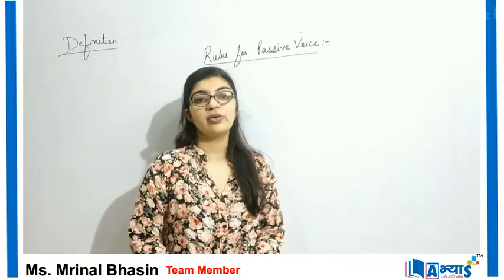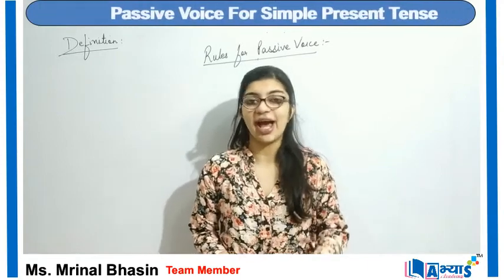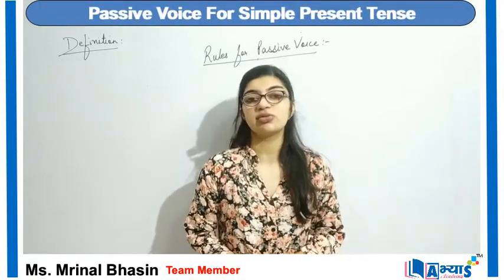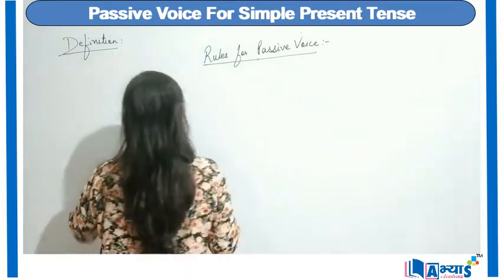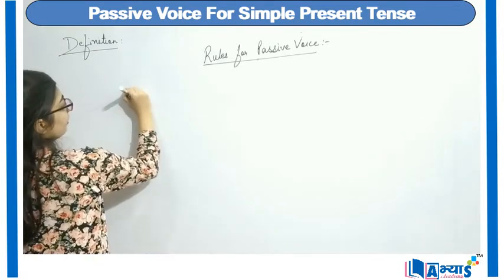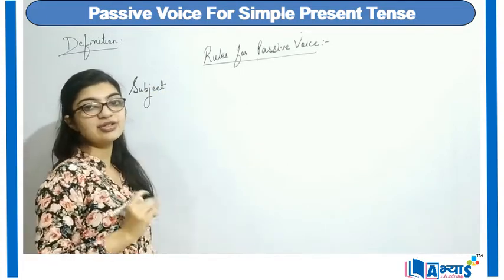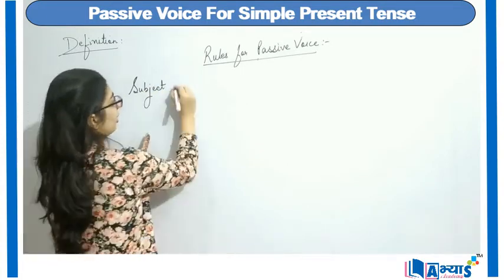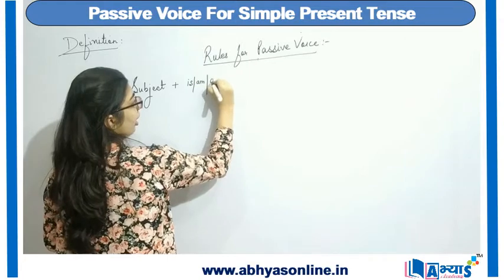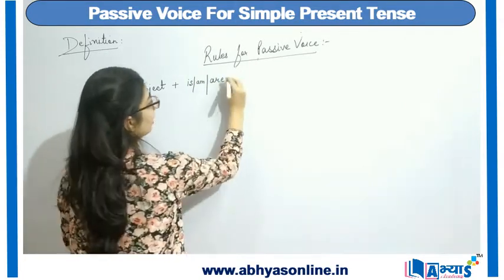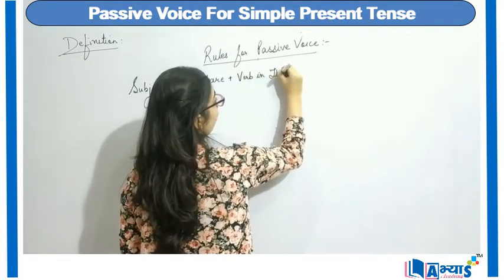So now next we are going to discuss the rules for passive voice. We have understood the rules for identifying the active voice. Now next we are going to discuss the rules for understanding whether the sentence is in passive form. So for that, again, the rule is like, first is the subject. First we have to identify that our sentence should begin with a subject followed by is, am, are, followed by a verb in third form.